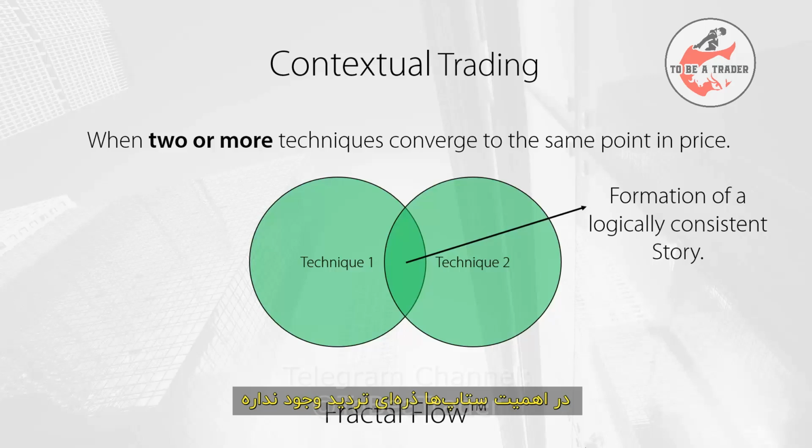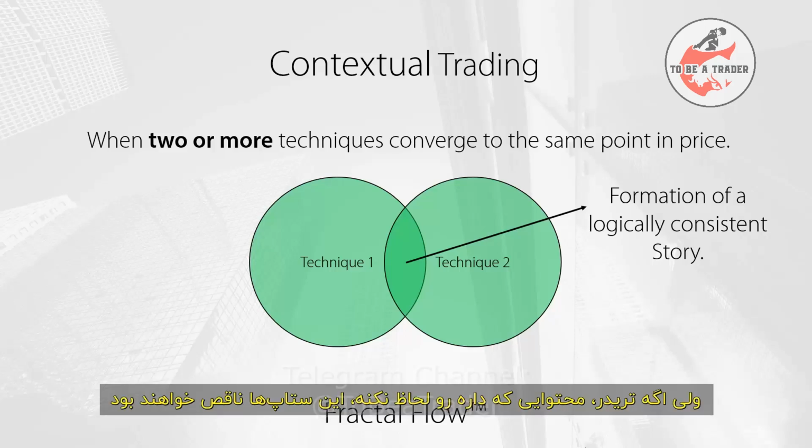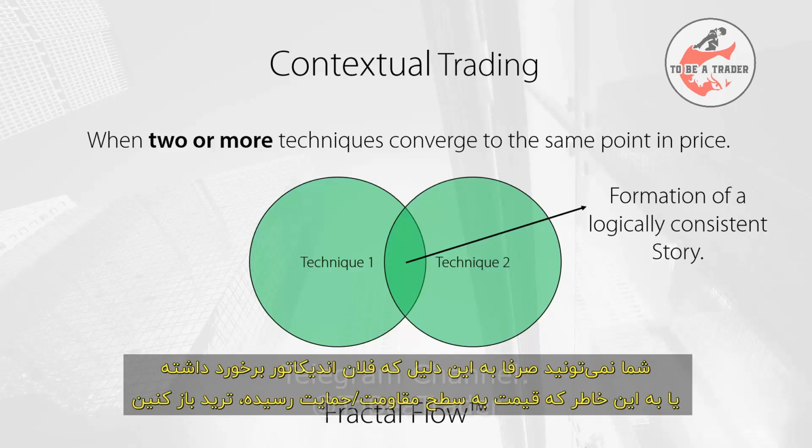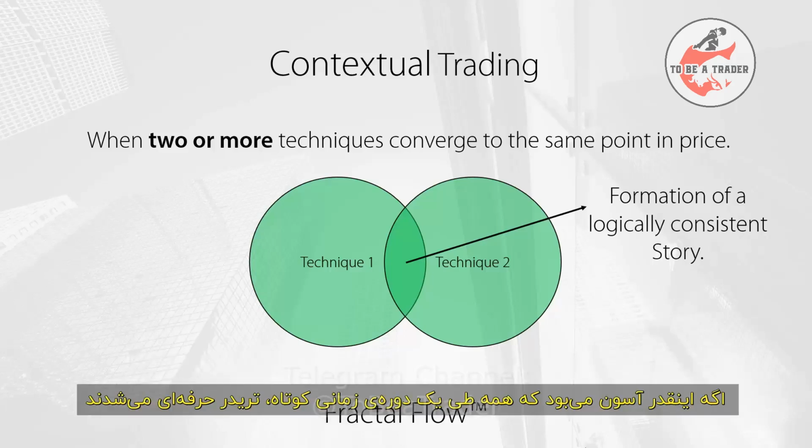Setups are important without a shadow of doubt, but they are incomplete if a trader doesn't take their context into consideration. The essential point is that every trade you make must tell a logical story to be justified. You cannot simply open trades because an indicator crossed over or because price has reached a support-resistance level. If it was that simple, everyone could become a professional trader in a short period of time.